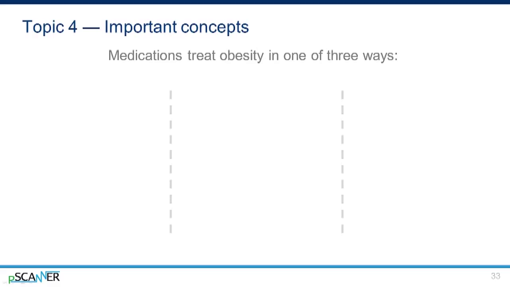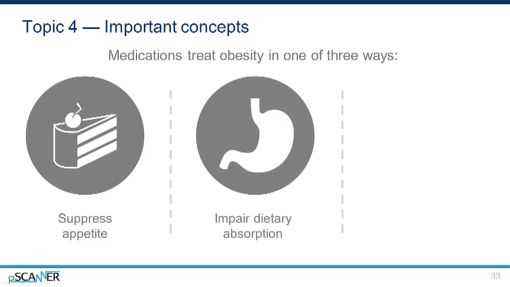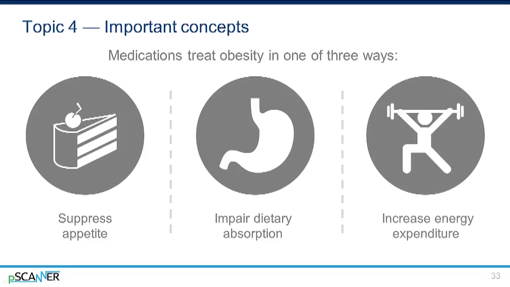These 3 modes of action are suppress appetite, in other words, make you less hungry; impair dietary absorption, or reduce how much you absorb from the food you eat; and increase energy expenditure, or help you burn more calories.